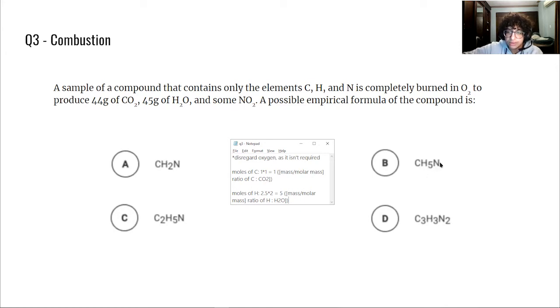The reason why we didn't look at N is that it isn't relevant to the question. There's no need for it. It's combustion, which focuses on carbon and hydrogen.